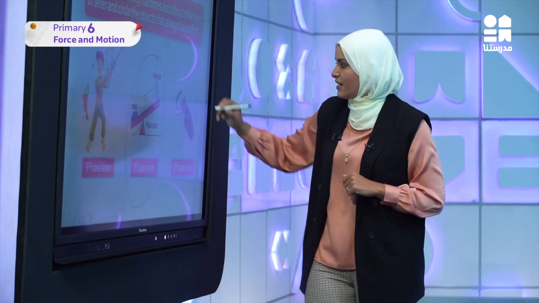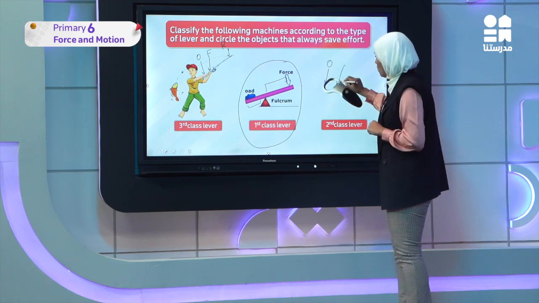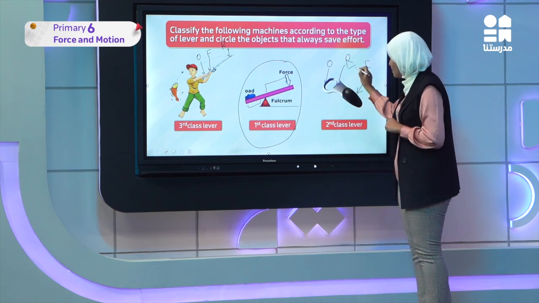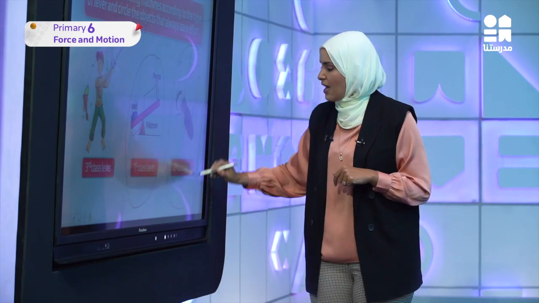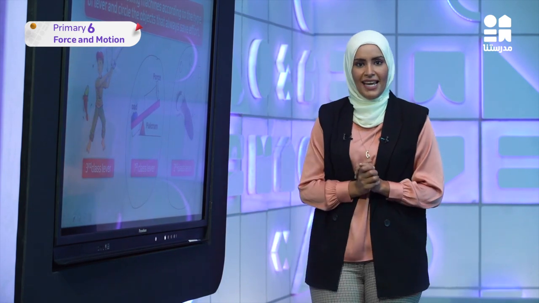طب تعالوا بسرعه نفتكر تاني. هنا ده كان البليس of fulcrum and here was the place of resistance and I catch it from here, so this is the place of the force. Resistance is between. يبقى second class lever it always saves effort. تمام؟ تعالوا نكمل مع بعض آخر سؤال.